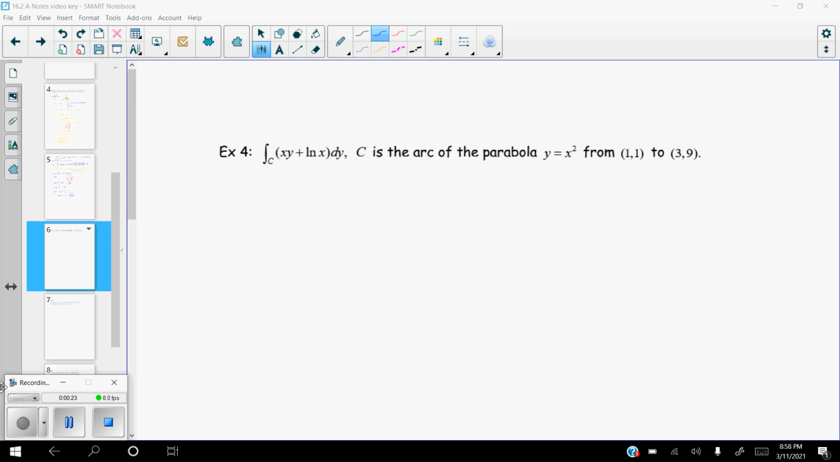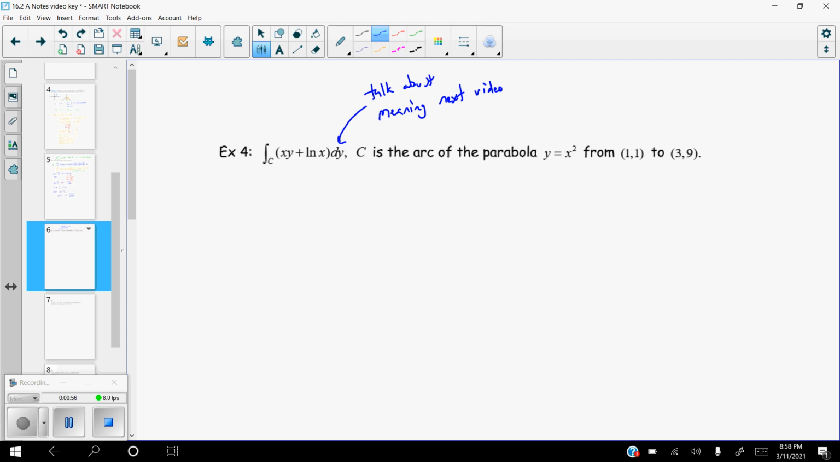We want to find the line integral of xy plus natural log of x dy. That's a little bit different; we haven't seen that before. I'm just going to make a note that we're going to talk about the meaning of this on the next video, on part B. So instead of ds, it's going to be dy, so it's going to be treated a little bit differently. As far as doing it, it won't be that hard to do.